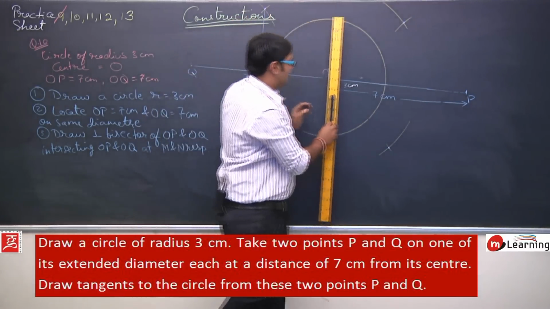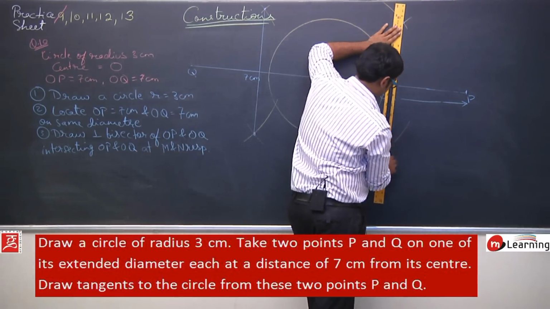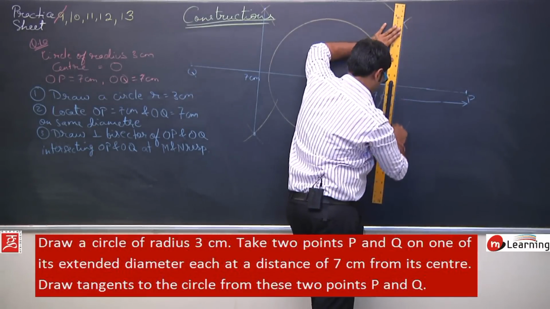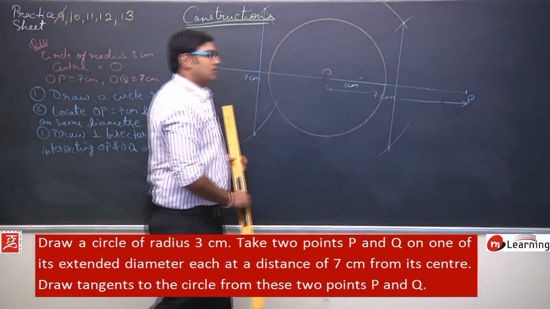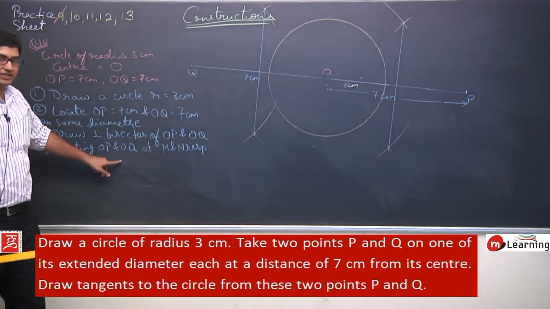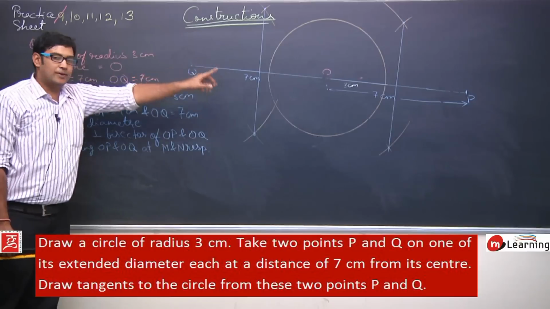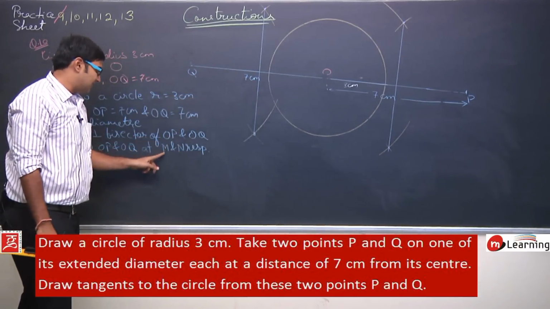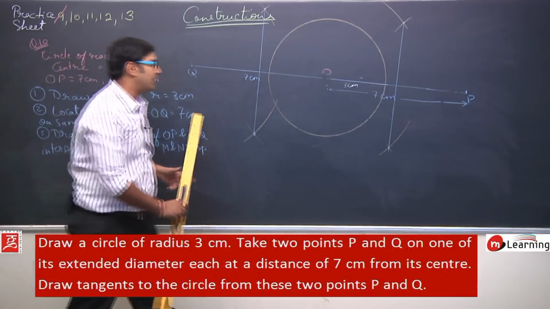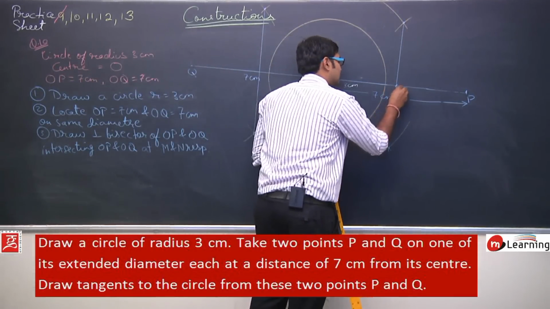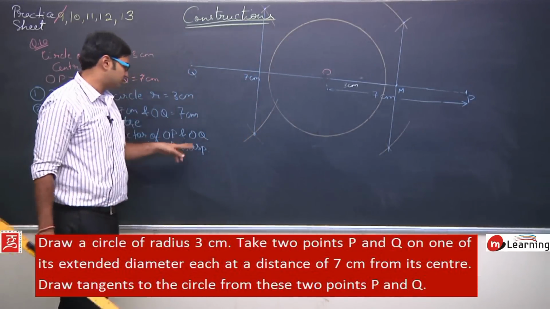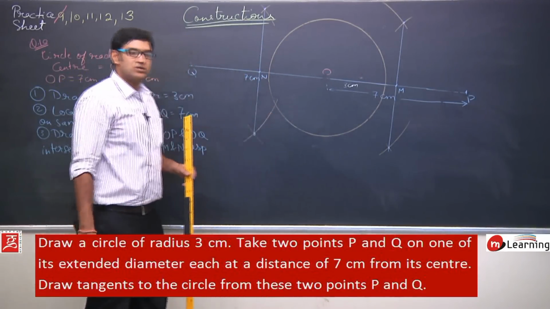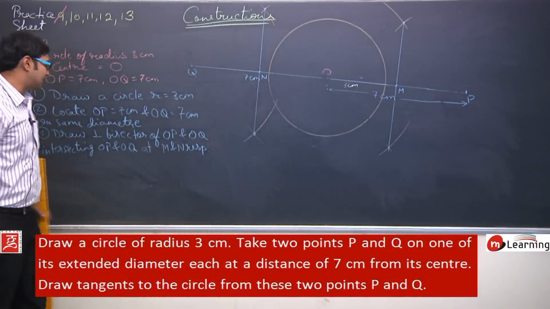Like this, and here I will join these two lines. And as I have written in the step of construction, you can see these two perpendicular bisectors are intersecting OP and OQ, intersecting OP at point M, so this is M, and OQ at point N. So, this point is N. So, I have drawn the perpendicular bisector. Now, what is the next task?